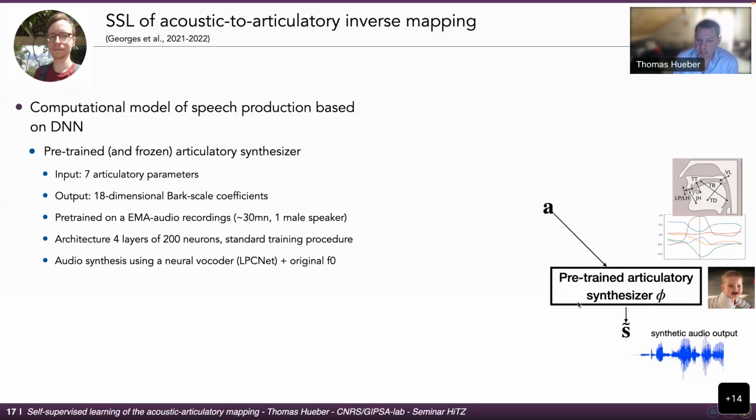The physical system is trained, and let's say that the child is born with it. So when it's trained, it's frozen. It's just an articulatory synthesizer.